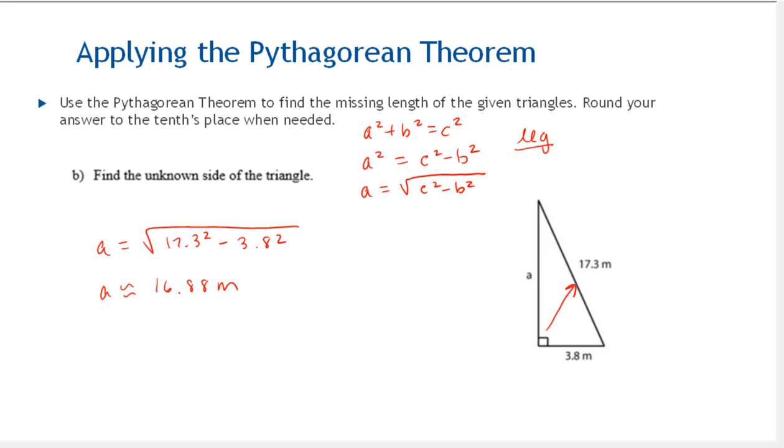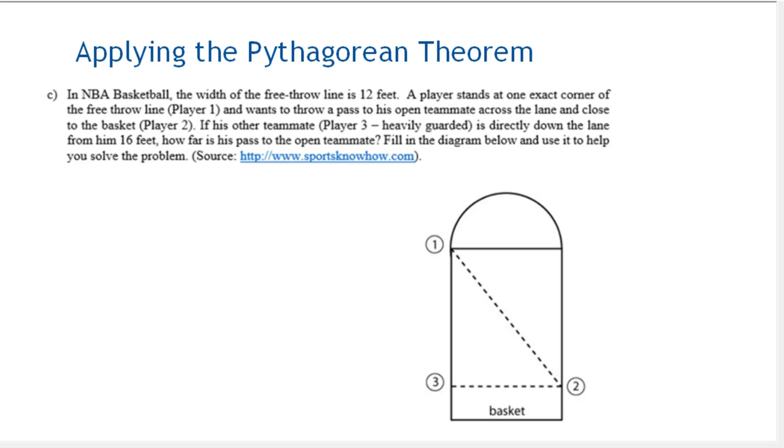Now we're going to look at some application problems. Okay, so this one is a basketball application. In NBA basketball, the width of the free throw line is 12 feet. So I had to look this up. This is the free throw line here. That's where if somebody gets a free throw for whatever reasons, you would throw the ball from here to the basket. So this is 12 feet, and it says a player stands at one exact corner of the free throw line.